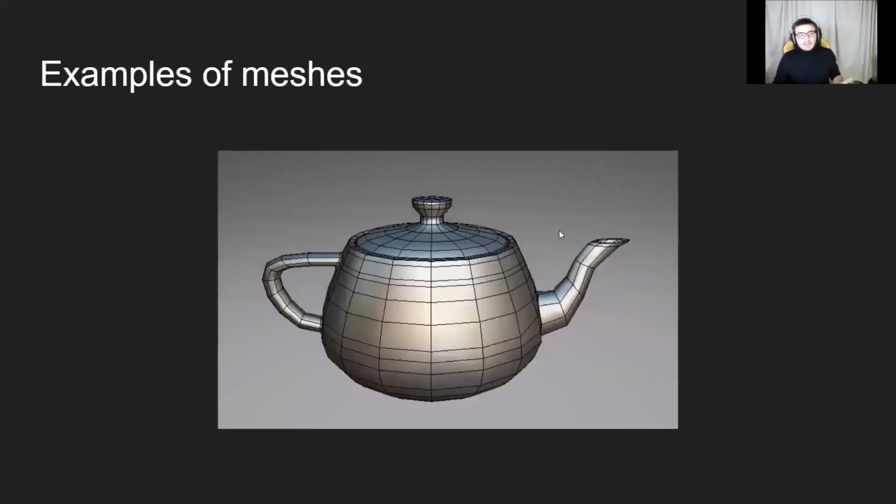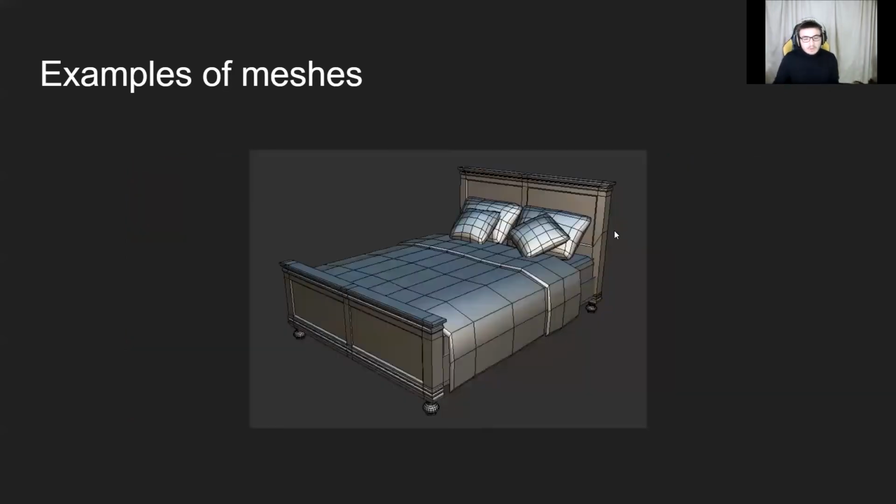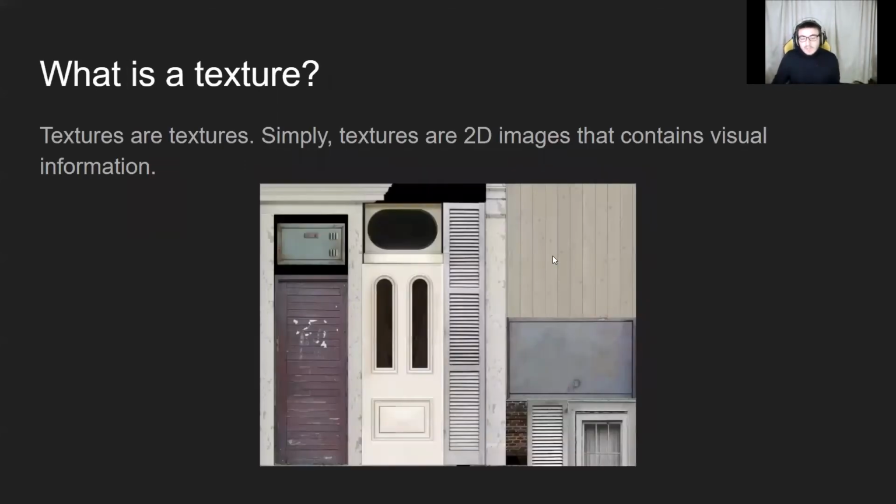So here we have some examples of meshes. You are seeing a teapot, which is a primitive object since the 70s. We have the Utah teapot. We have an axe in here, which is simple meshes combined together, like cylinders and cubes. We have a bed in here, which is also a good example of a mesh. Okay, so those are the meshes. Meshes are basic. Meshes are shapes.